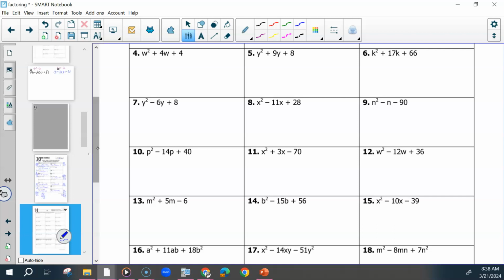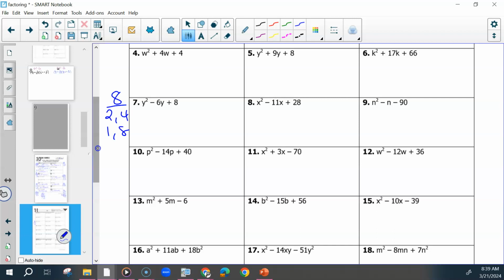So for number 7, what are factors of 8? 2 and 4. Okay. 1 and 8. And then which of those could we add or subtract to be negative 6? 2 and 4. How could we make it negative 6? Negative 4, negative 2. They both have to be negative.